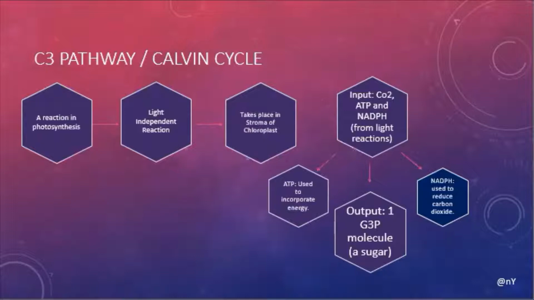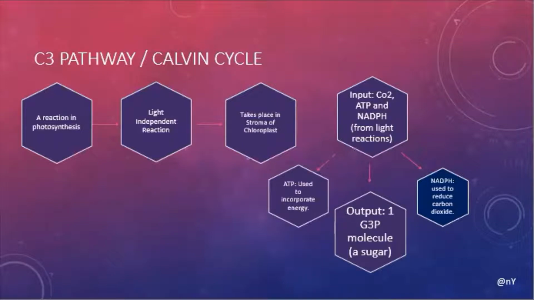We have three inputs. Number one, carbon dioxide, which comes from the stomata in leaves. Number two, ATP, which is the assimilating power, or it is actually used to incorporate energy. And number three, NADPH, which is the reducing power, and it is used to reduce carbon dioxide. ATP and NADPH are actually the products of light reactions.